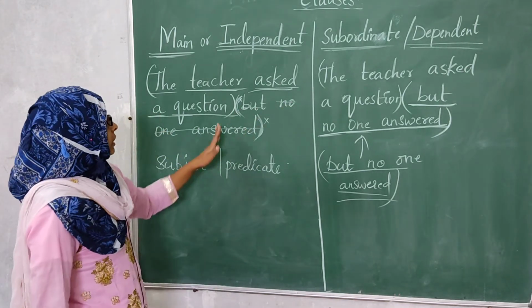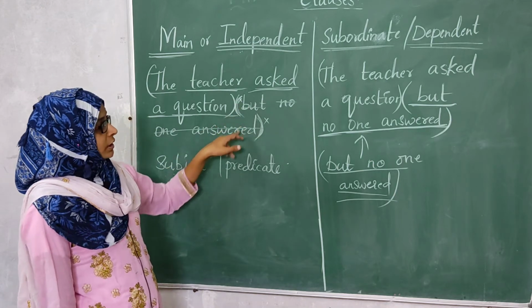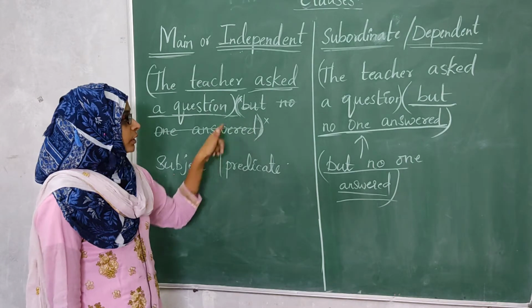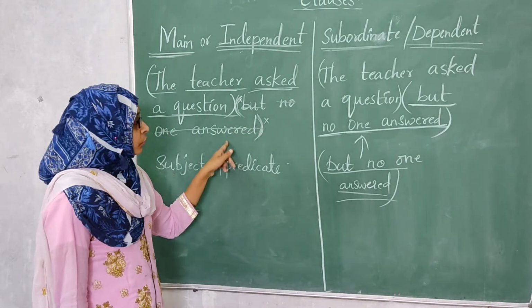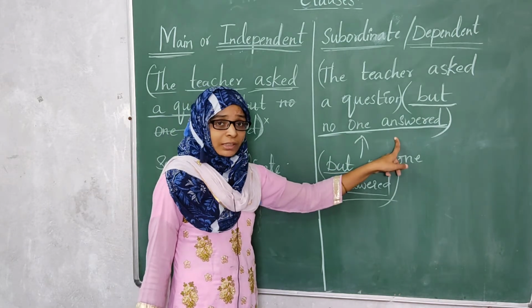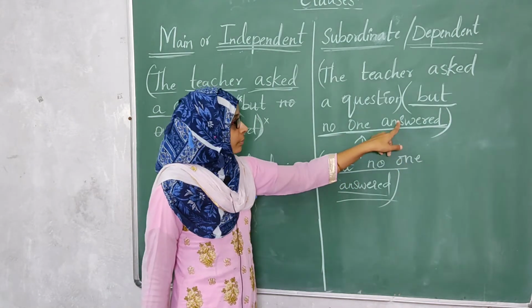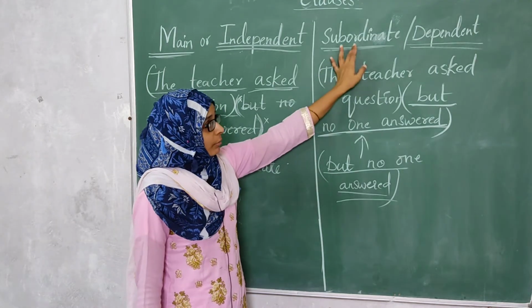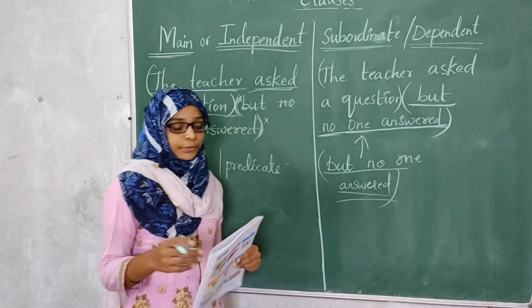Okay, if we don't have this in our sentence, it's giving us the complete meaning, no need of this. But if you consider only this one, but no one answered, this is not giving us the complete information. It is depending on some other clause. So that is called a subordinate or dependent clause.